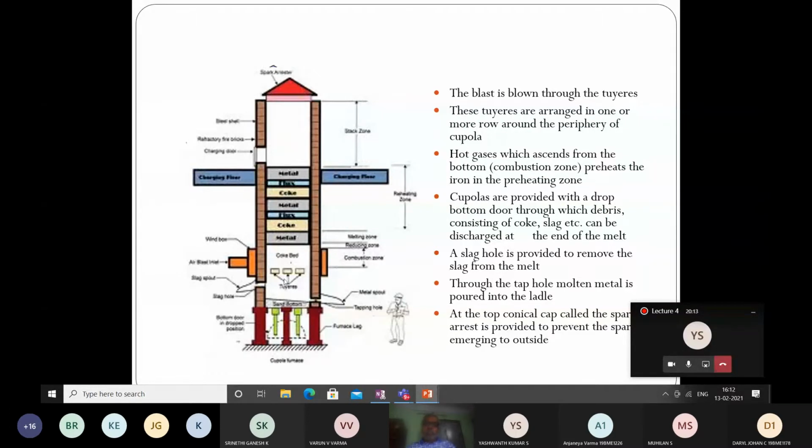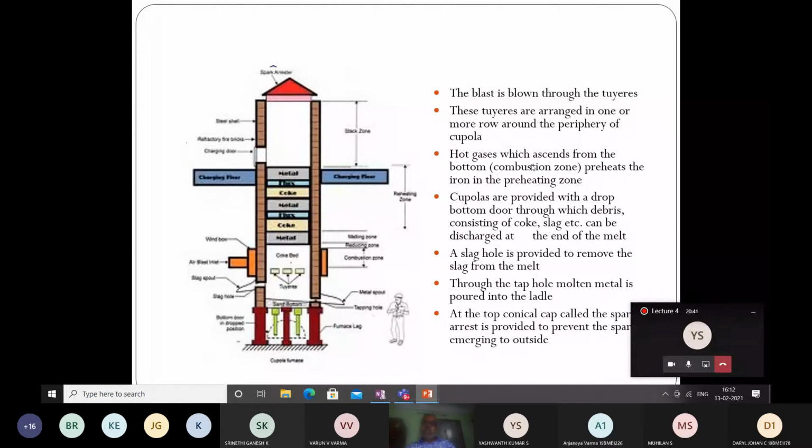So once combustion takes place, this is the combustion zone, then we have the reducing zone. Here melting will take place, the melting zone, that's where we have the metal, and then the preheating zone. Once we start heating, combustion will take place here because the coke bed is there. The hot gases will start moving, so they will be preheating the initial metal. It has to be raised to some temperature. That is called preheating.